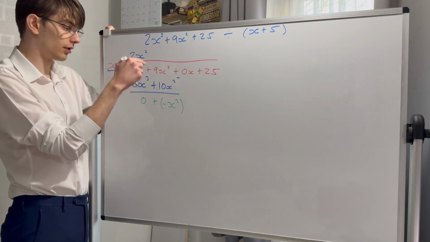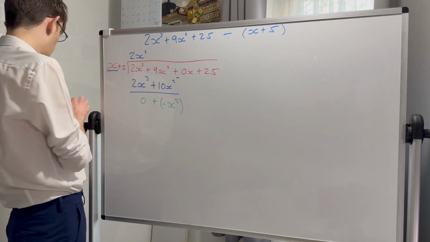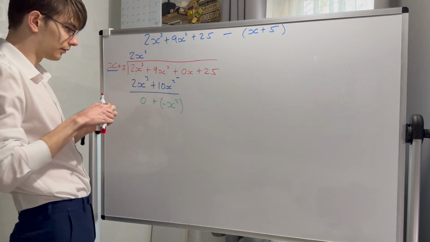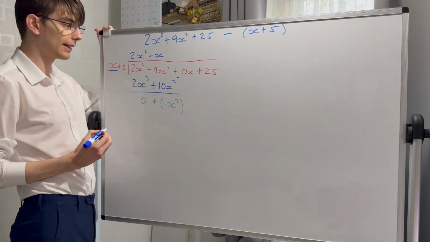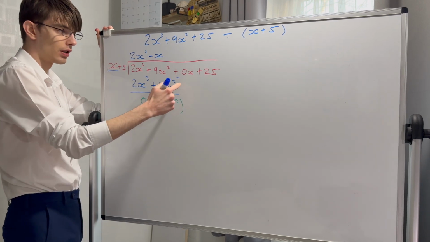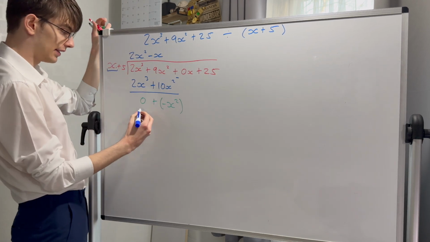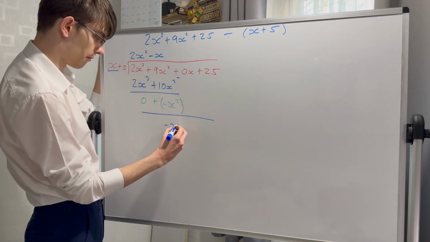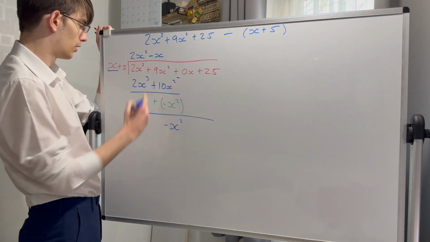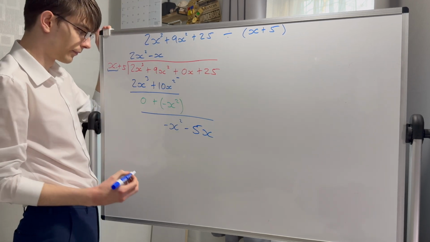Minus x squared, well, we divide it by whatever's here, that's an x, and I'm going to add that to the top, keeping track of the colours. So minus x squared divided by x is minus x. And then I'm going to repeat the whole thing again, minus x times all of this. So minus x times x is minus x squared. Minus x times 5 is minus 5x.